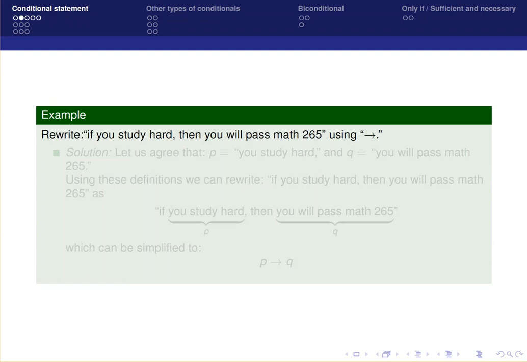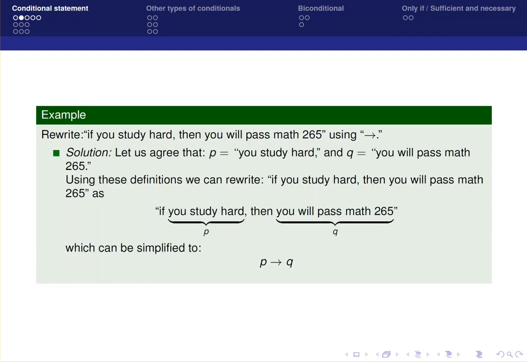Let's practice by rewriting "If you study hard, then you will pass Math 265" using the arrow symbols. First, we're going to need to agree that the letter P represents "you study hard," without the word if. The letter Q represents the second portion of the sentence, "you will pass Math 265," again without the word then. Using this definition, we can rewrite "if you study hard, then you will pass" as P arrow Q. This is an example of what we call a conditional statement.